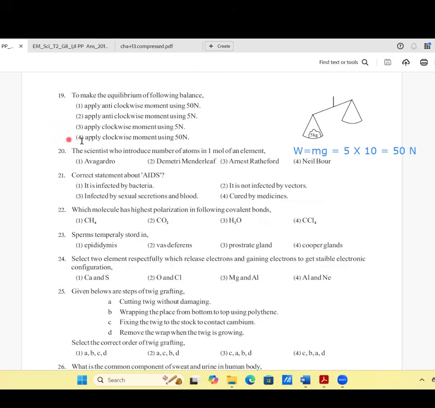So answer 4. The scientist who introduced the number of atoms in 1 mole of an element. Answer 1, Avogadro. He introduced the Avogadro constant.